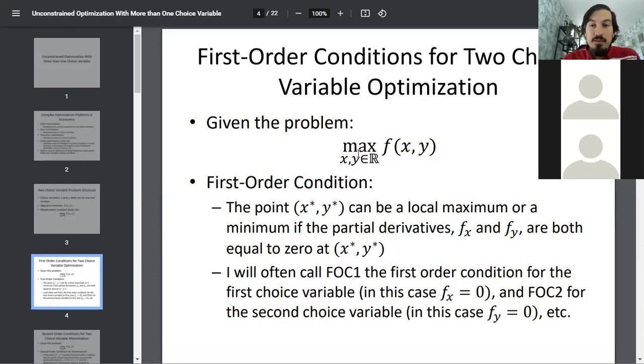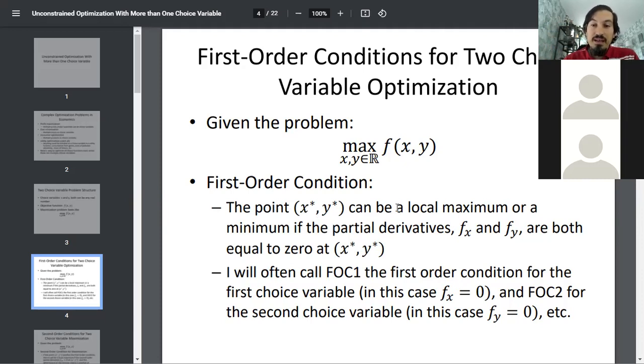So here's a problem. As I said before, this is a very generic way of writing the problem. F is our objective function, x and y are our choice variables. We can already say something about what must be true, what condition must be true in order to optimize. And that is some point, x star, y star. Remember, the stars indicate that they're not just any x, not just any y, but special points that are actually the maximum, or at least a local maximum of this function.